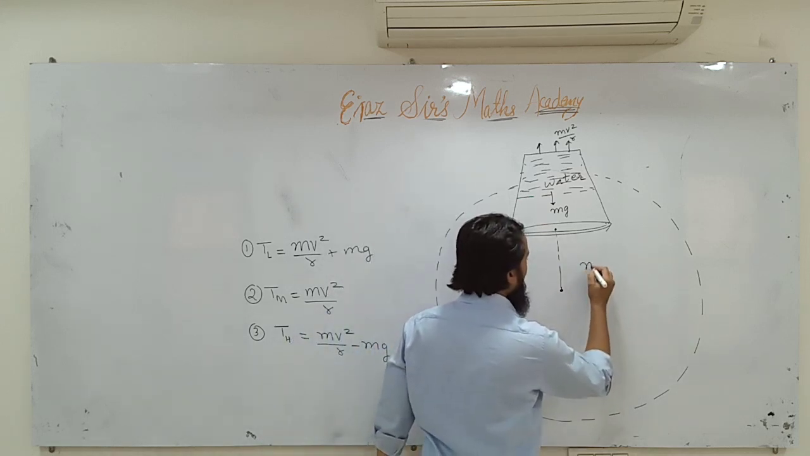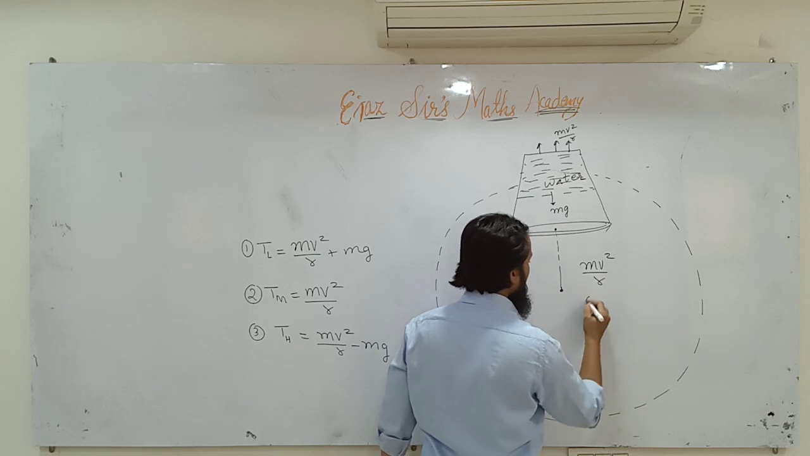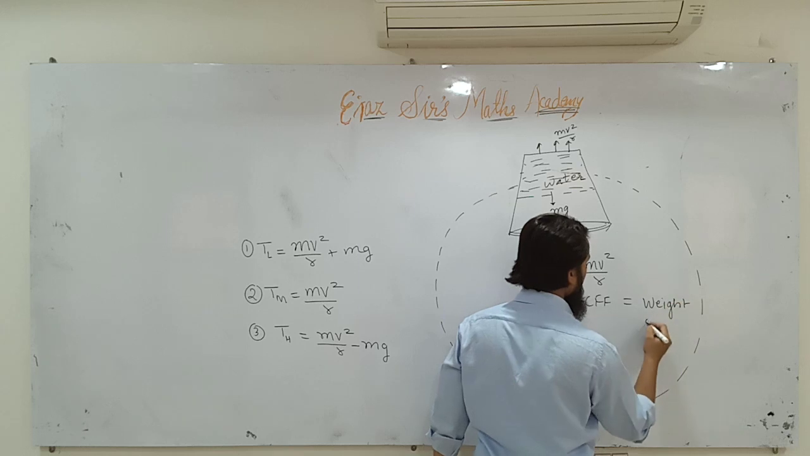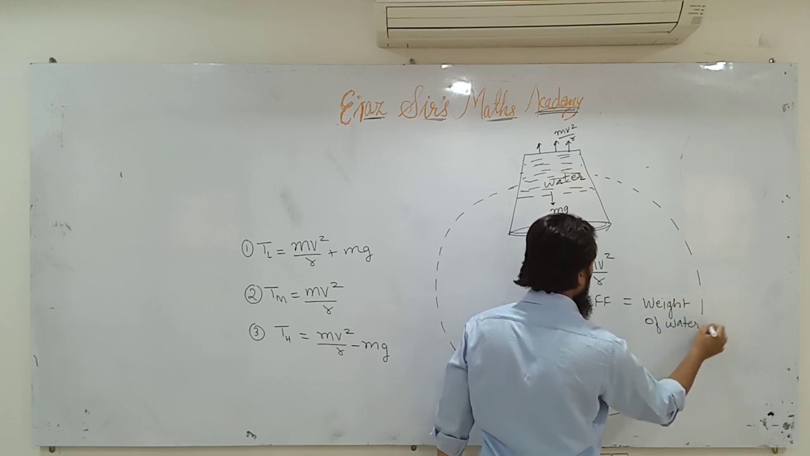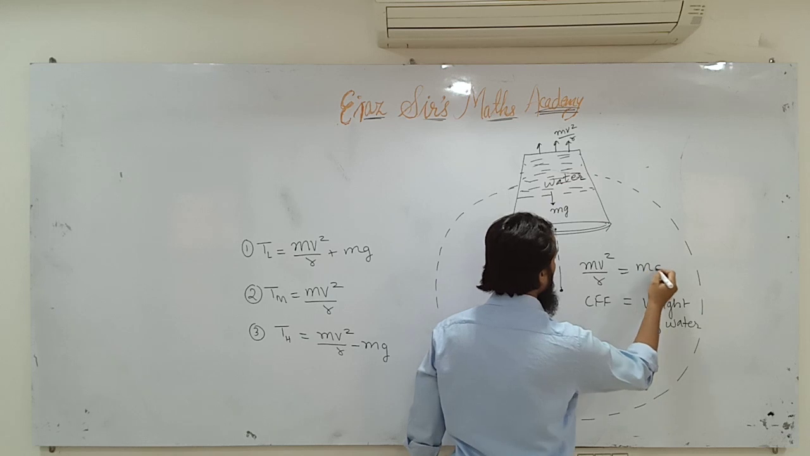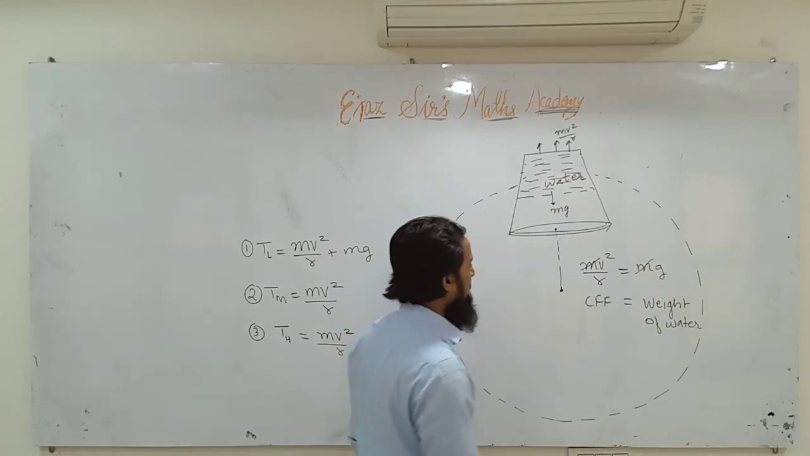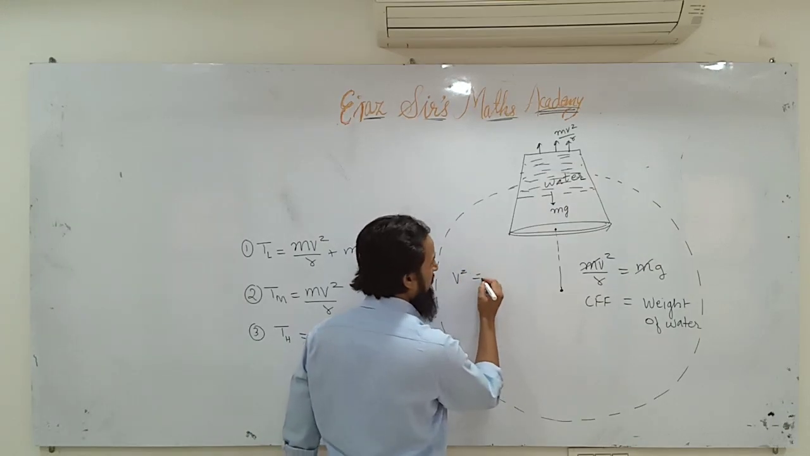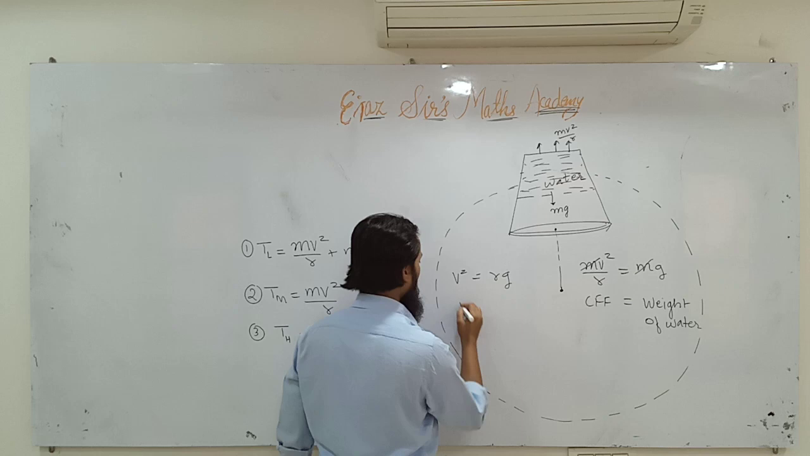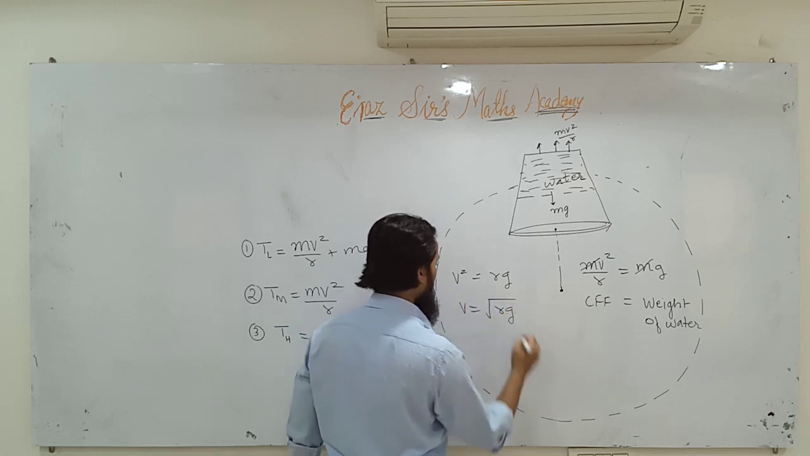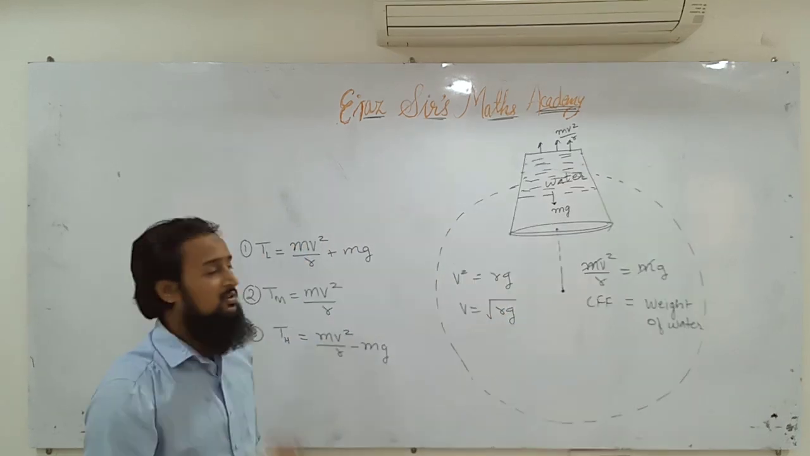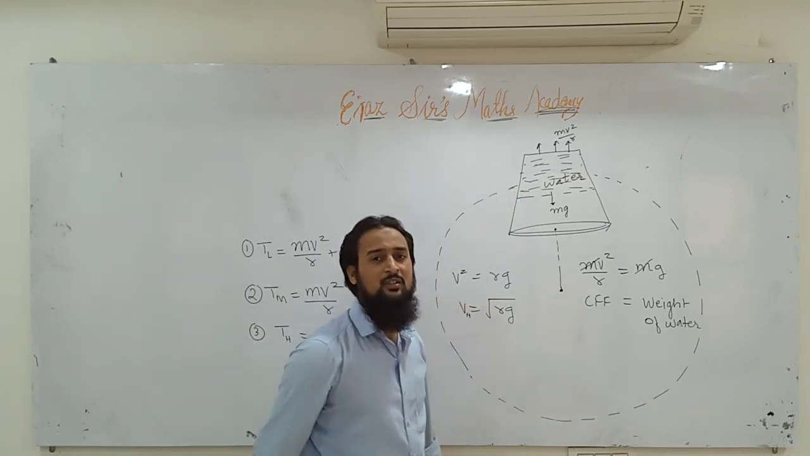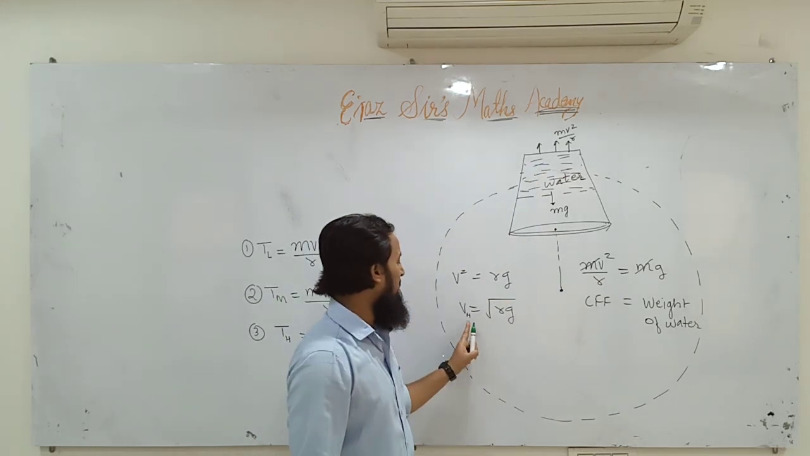I can write centrifugal force is equal to weight of water, and weight of water is mg. Here we can cancel the m on both the sides. We get v square is equal to rg. v is equal to square root of rg. Means if the speed at the topmost position is vh, the speed will not remain the same. At the highest position, the speed will be minimum.